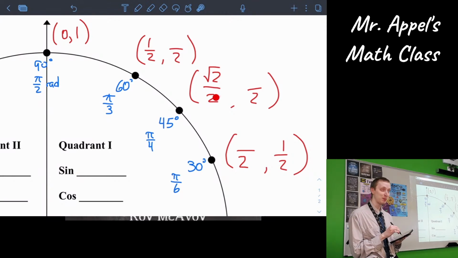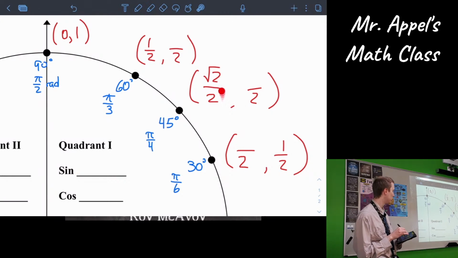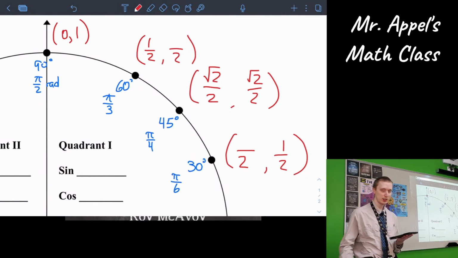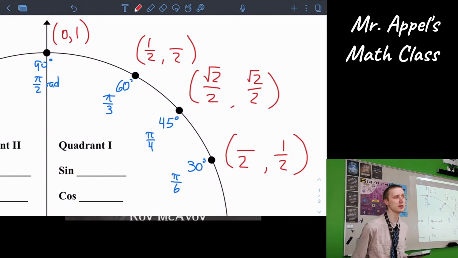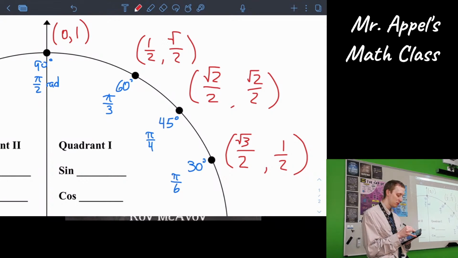Because then I get 2 up top and 2 on the bottom. Mr. Apple said there's a little symmetry there. That's what I'm talking about. We get the same number there. It's like, oh, they made it easy for us. Square root 2 over 2 goes there on the 45 guy. The only other number left, the one I haven't used yet, is square root of 3.